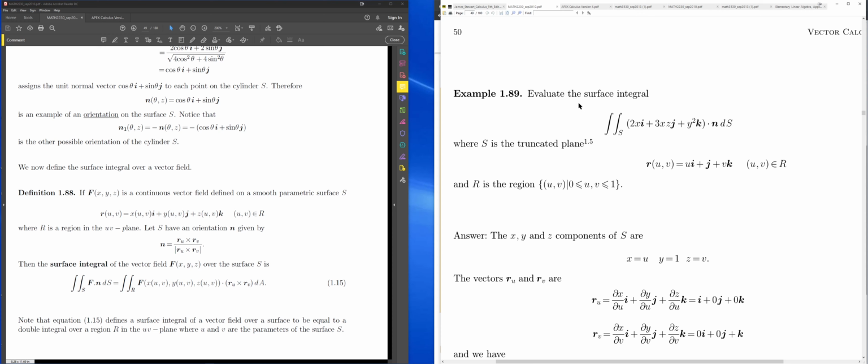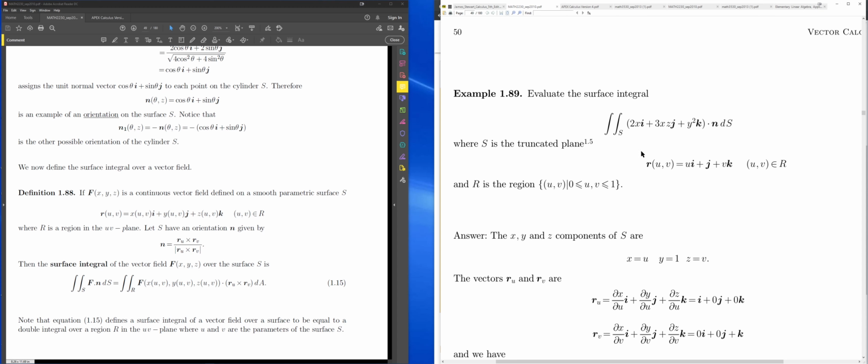Alright, so let's work out this surface integral of the vector field that's given here. The vector field is 2x i plus 3xz j plus y squared k. And your parametric surface is specified for us: r(u, v) = u i + 1 j + v k, where your parameters u and v lie between 0 and 1. We saw what this parametric surface is already.